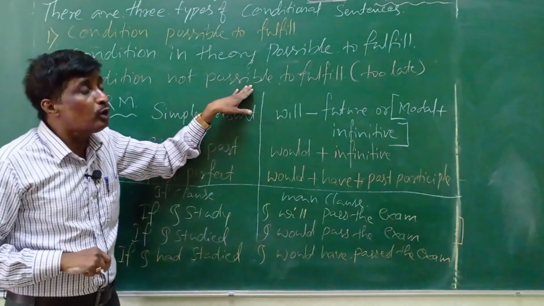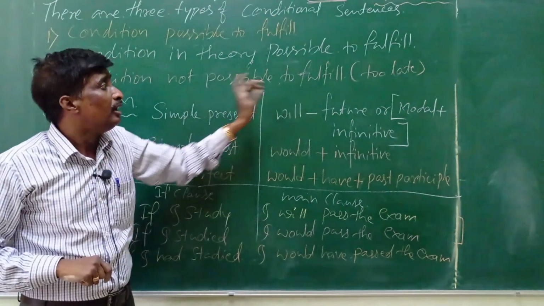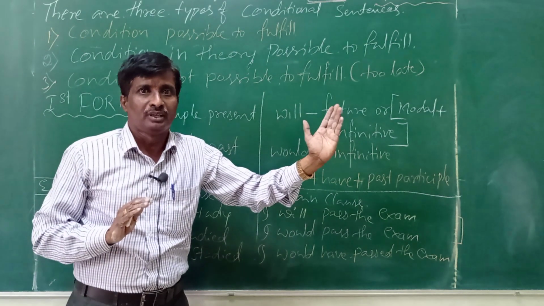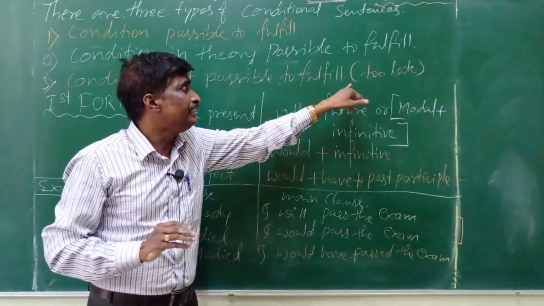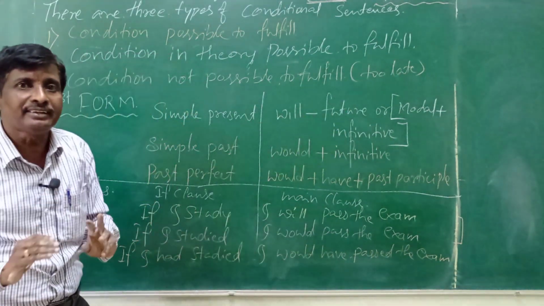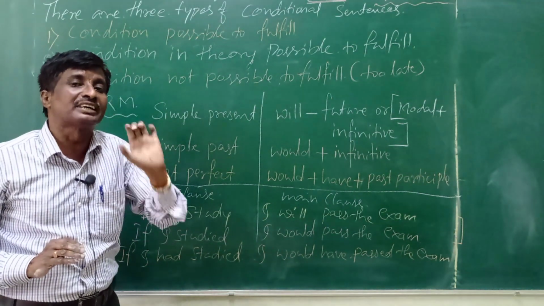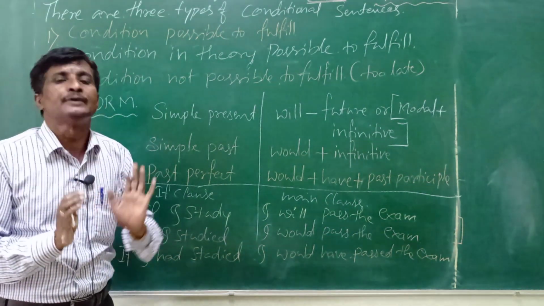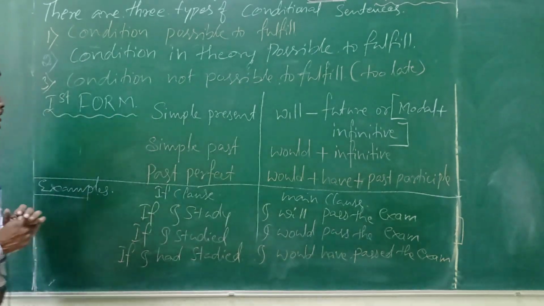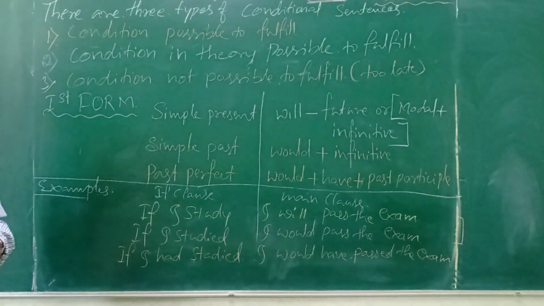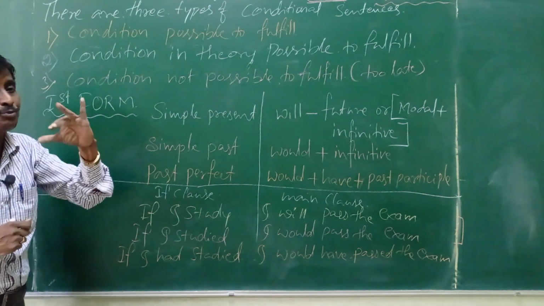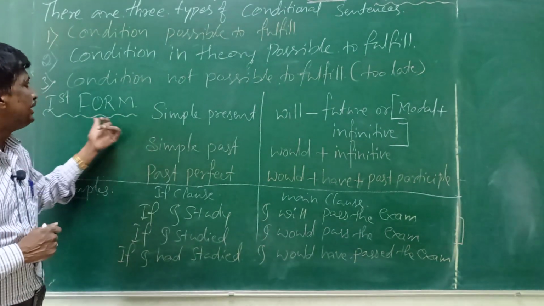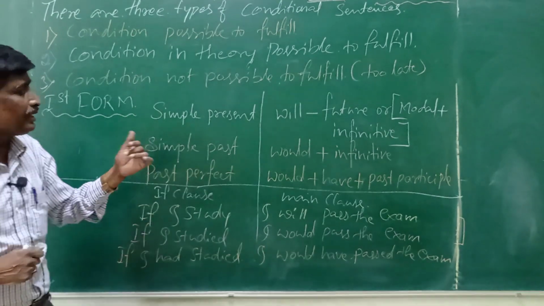The third is a condition not possible to fulfill. It means it is already too late. Like this, we have three types of conditional sentences in English grammar. Dear children, the first form is the condition possible to fulfill. Let us see.